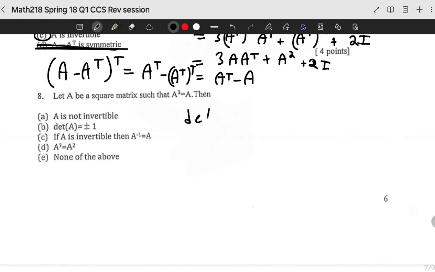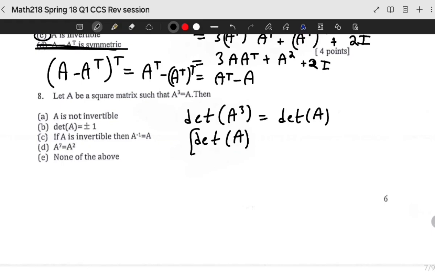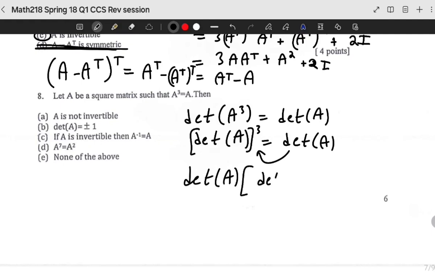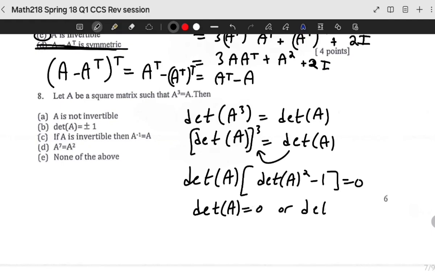We can just take the determinant on both sides. So determinant of A cubed equal to determinant of A, because if two matrices are equal, of course their determinants are going to be equal. And then I can take the cube outside when dealing with determinants, equal to determinant of A. Then if I take this to this side and factor out, I get determinant of A times determinant of A squared minus 1 is equal to 0. So determinant of A is equal to 0, or determinant of A is equal to 1, or determinant of A is equal to -1.